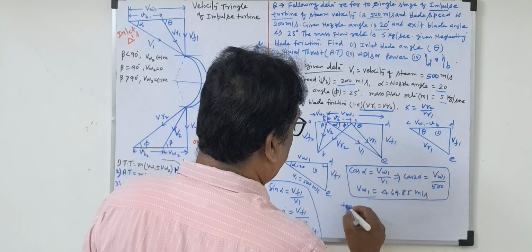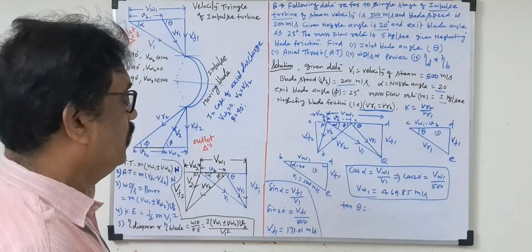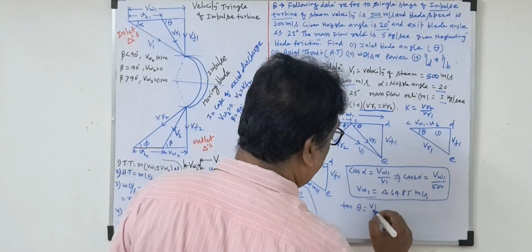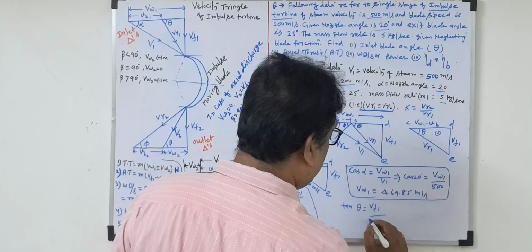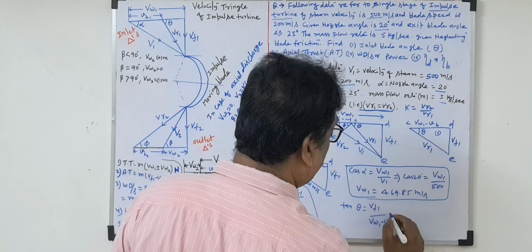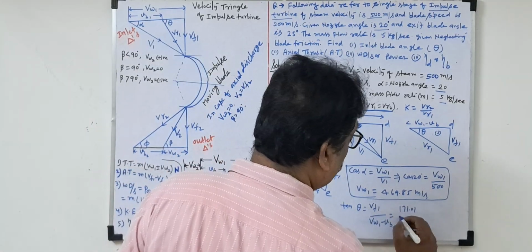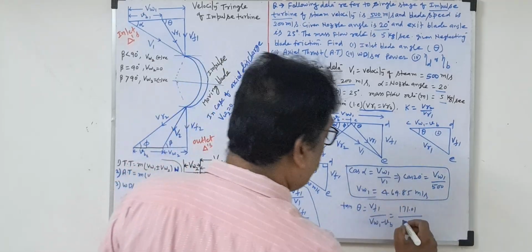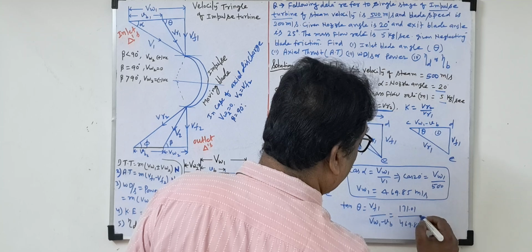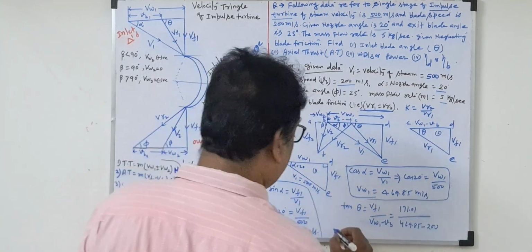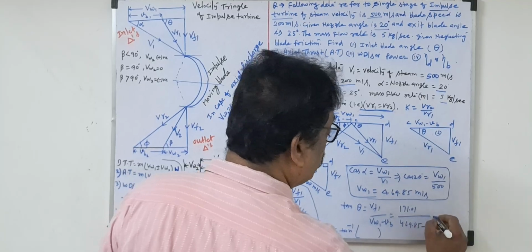tan theta. Why will we take tan theta? Because P and B we know. Perpendicular and base we know. So P is nothing but VF1 by VW1 minus VB. All the values we know. VF1 we know, 171.01. VW1 we know here, 469.85, minus VB 200. So tan theta we will get. Then theta equal to tan inverse of this value.